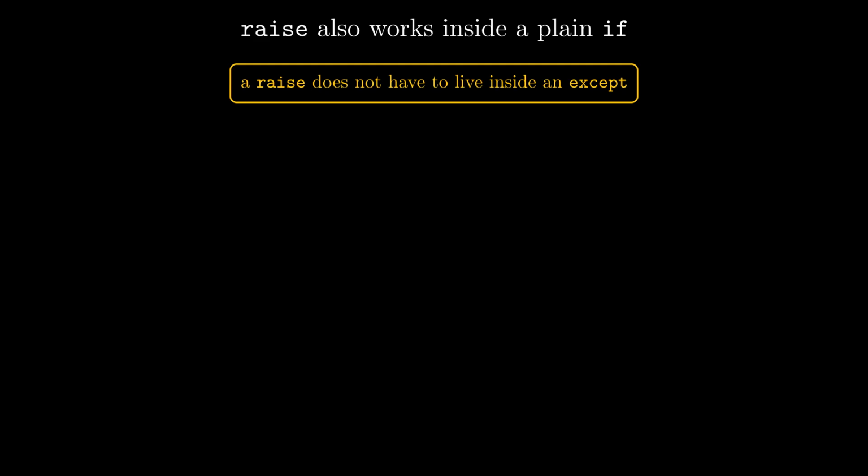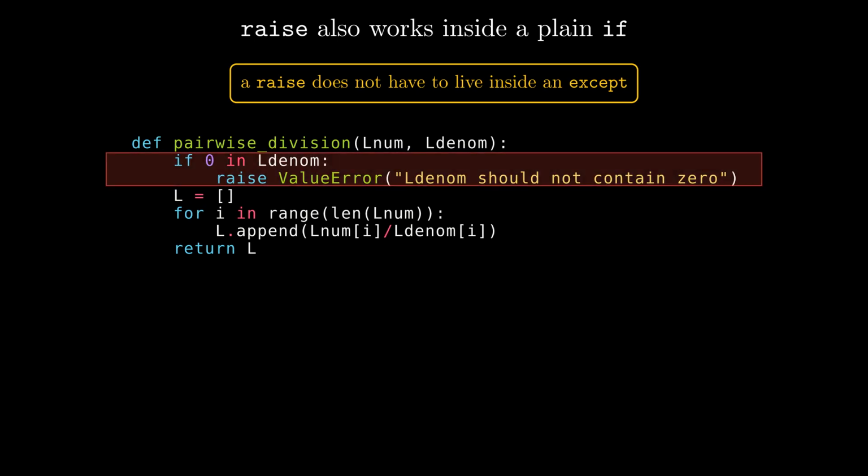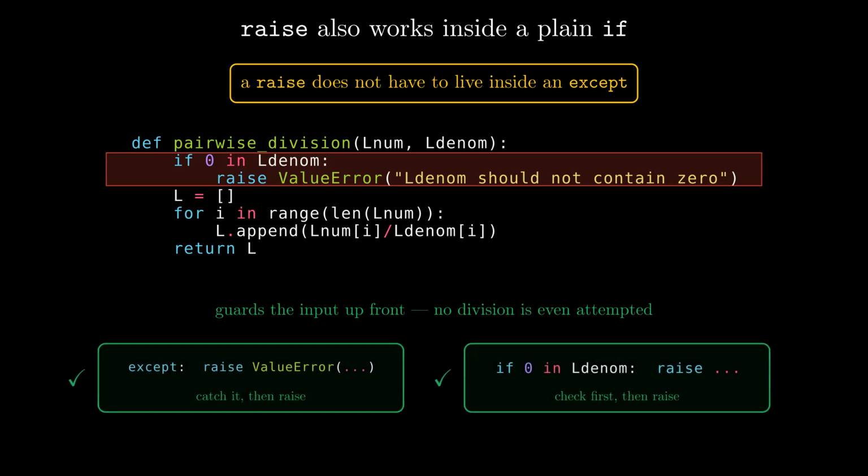For completeness, there's another way to raise it. A raise doesn't have to be part of an except block. Before doing anything with the code, check if 0 is in ldenom, raise a value error with the same message. That guards the input up front, so no division is even attempted. Either version is perfectly fine.